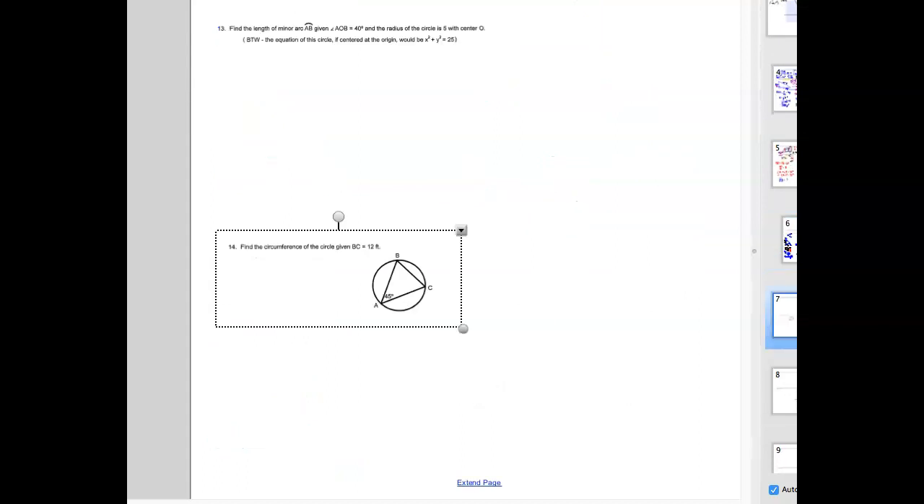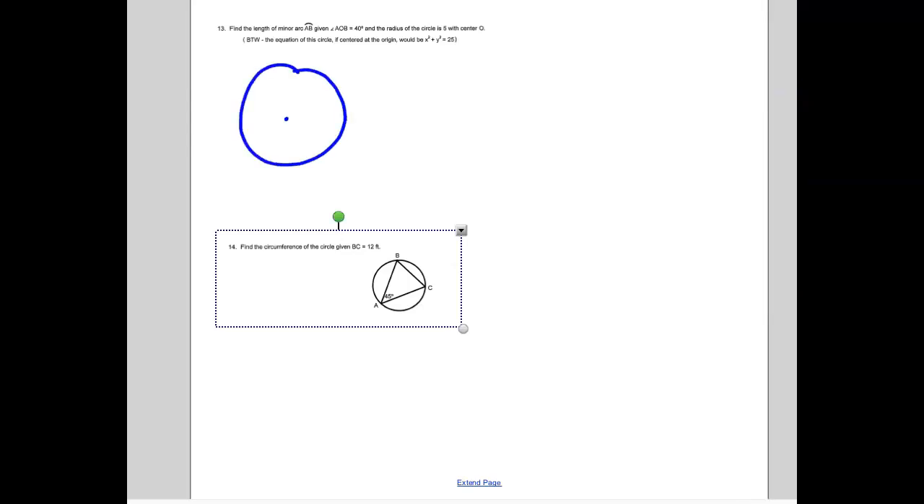All right, question 13. It says, find the length of minor arc AB given angle AOB is 40 degrees and the radius of the circle is 5 with center O. So let's draw a circle. Okay, center O. Radius is 5. And it says that we have this minor arc AB that's 40 degrees.